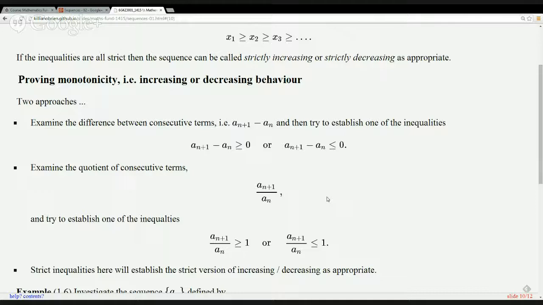1, that's, again, equivalent to showing that a_{n+1} is greater than or equal to a_n, i.e. an increasing sequence. And if the ratio a_{n+1} over a_n is less than or equal to 1, that's equivalent to the sequence being a decreasing one.